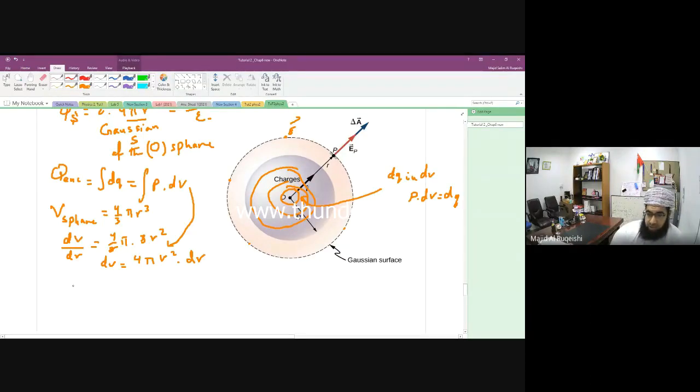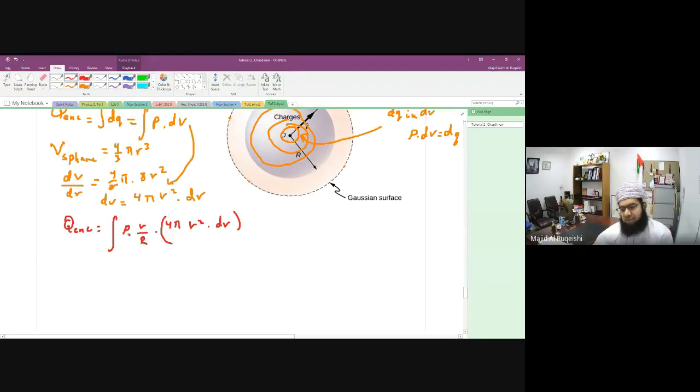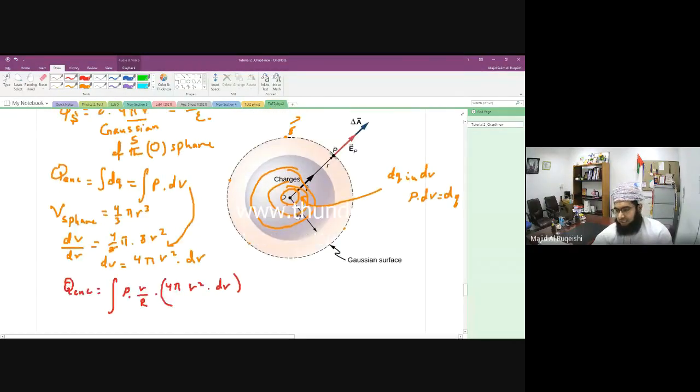Okay, now Q enclosed equals the integration of rho, which is just rho naught, as we said, r over capital R, multiplied by dv. dv is just 4 pi r squared dr. You see now we are integrating. Some of these things are constant, so we'll take them out. And then we are integrating from 0, because this is the origin, up to the maximum.